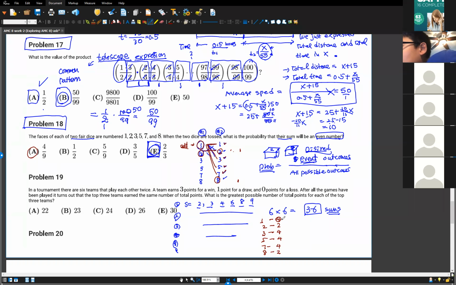Now find the total number. 4, 4, 4, 4 is what? 16. Another 2 plus 2 is what? 4. Total is 28.